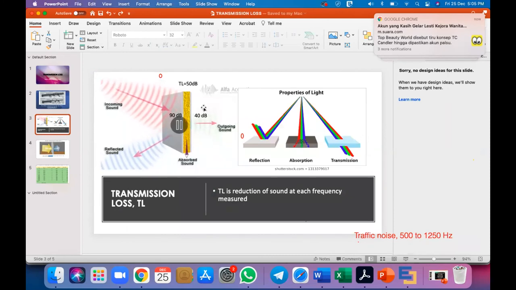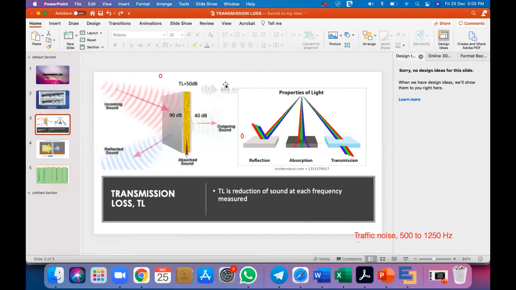You can see from the left diagram, there is a sound wave coming in with 90 dB and some reflects. We don't know the reflected one. But when we measure at this side, we have 40 dB. So the difference between 90 and 40 is 50. That is called transmission loss. Martin, you asked about this, right? So that is called transmission loss, 50 dB.